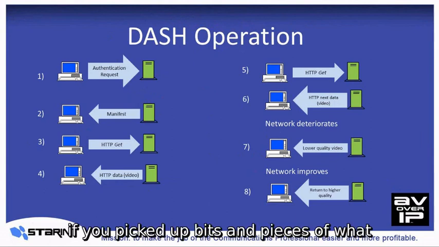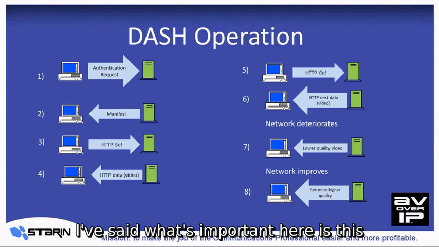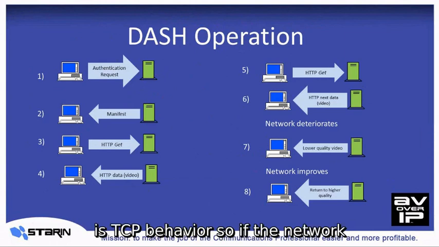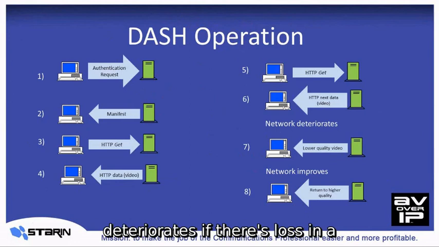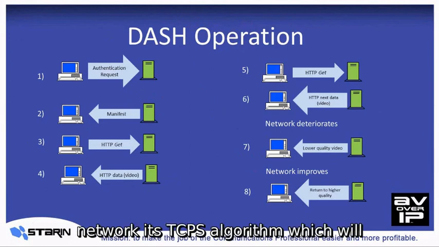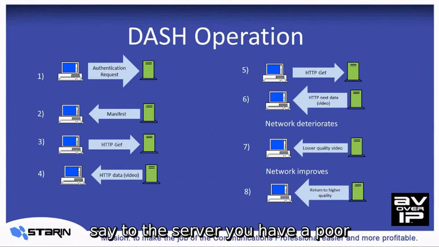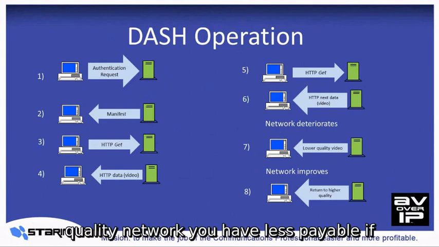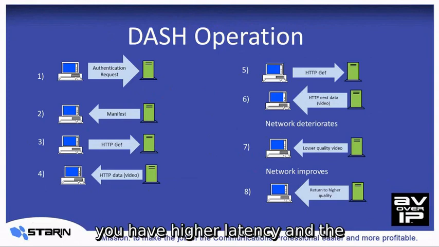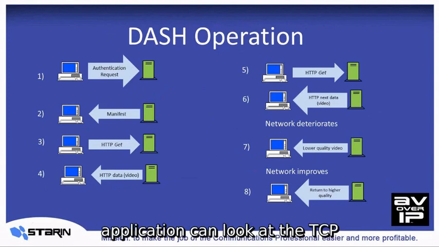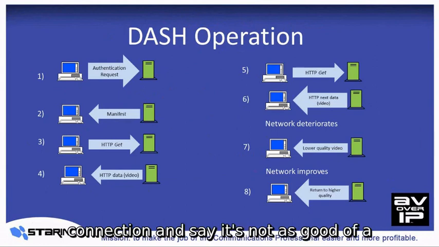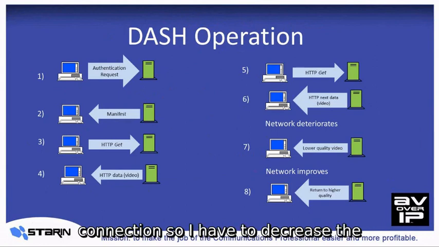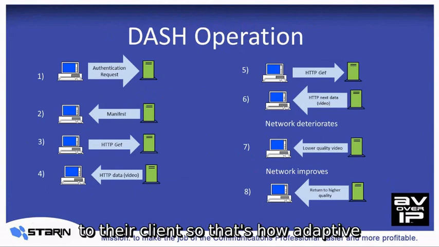If you picked up bits and pieces of what I've said, what's important here is this is TCP behavior. So if the network deteriorates, if there's loss in the network or increased latency in the network, it's TCP's algorithm which will say to the server, you have a poor quality network, you have less bandwidth, you have higher latency. And the application can look at the TCP connection and say, it's not as good of a connection, so I have to decrease the amount of traffic that I'm sending down to the client.